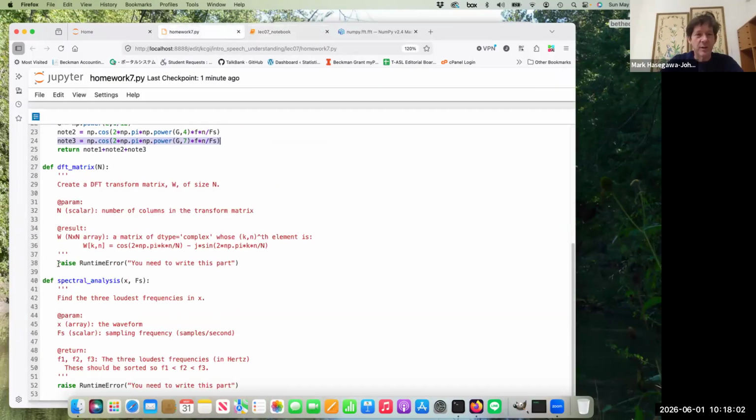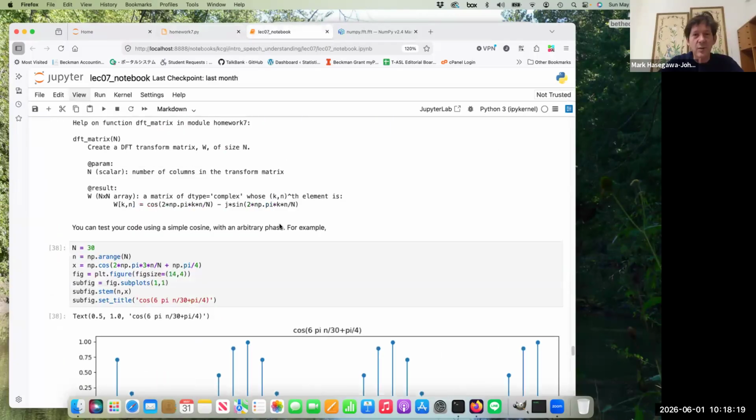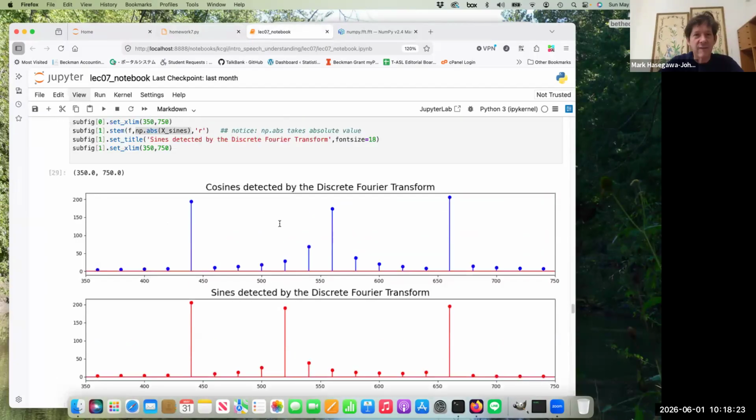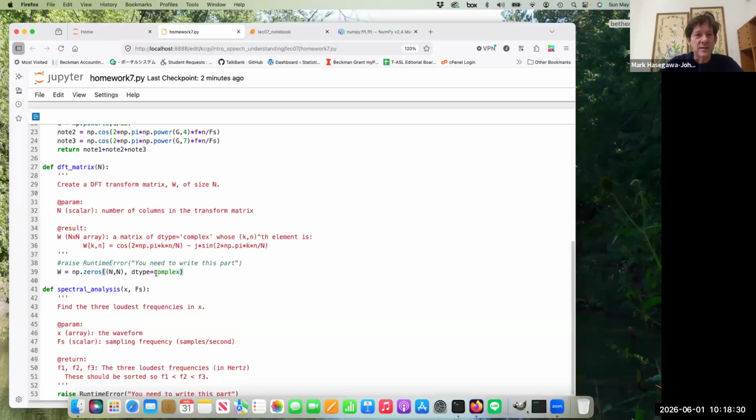DFT matrix. It should not raise a runtime error. Instead, I want to create a matrix W, which is maybe zeros of a size of n by n, but the key thing is it has to be complex. And was that a string or was that a tag? Let me see. Let's go back here to where we created a W matrix. D type equals complex, and that should be a string. So D type equals complex.